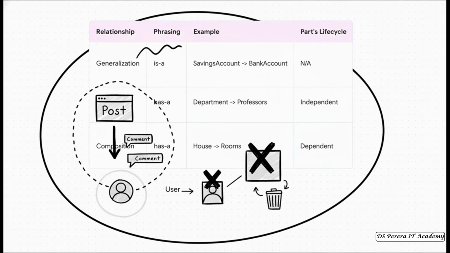Now let's think about the relationship between that same post and the user who wrote it. In English, that post has a user who created it. Now if you delete the post, the user isn't deleted, are they? Of course not. The user still exists, and that's aggregation.